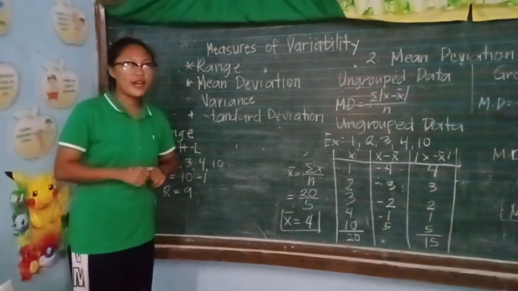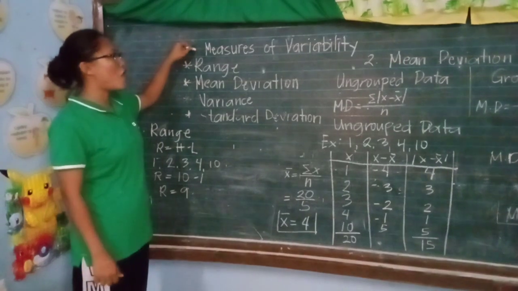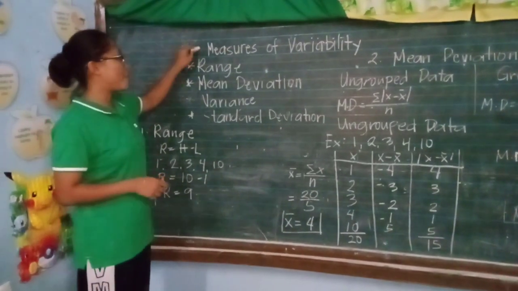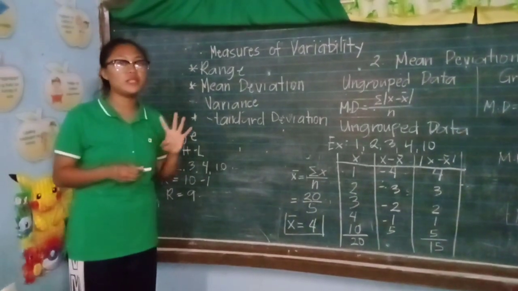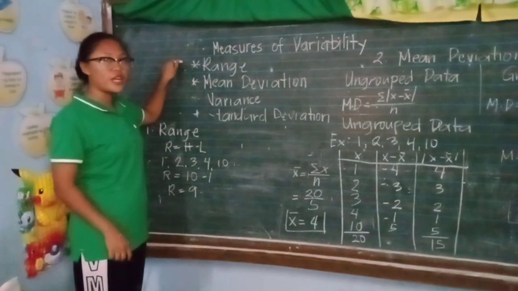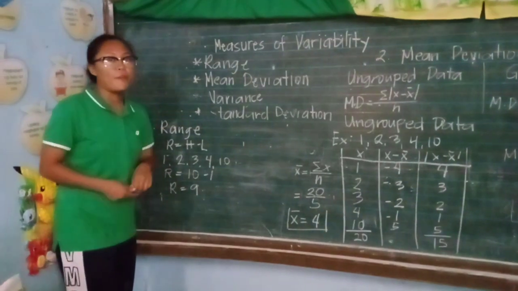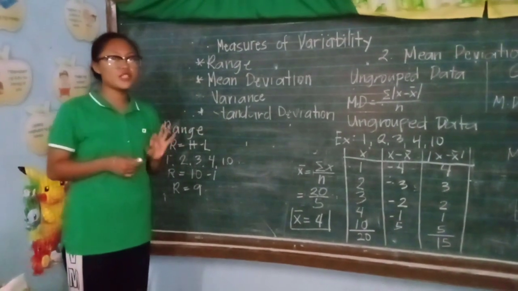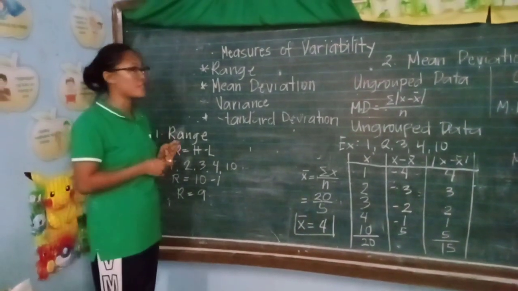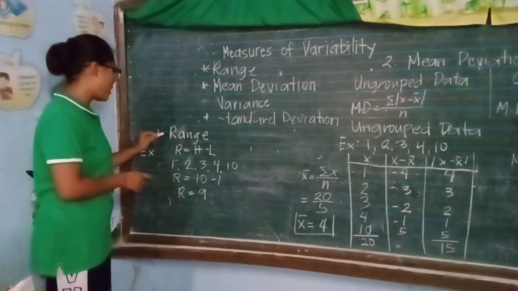Good day everyone, and now we will discuss the measures of variability. Under this topic, we have four topics that we will discuss, and that is the range, mean deviation, variance, and standard deviation. But we will proceed to the first simple way of measuring variability, and that is the range.